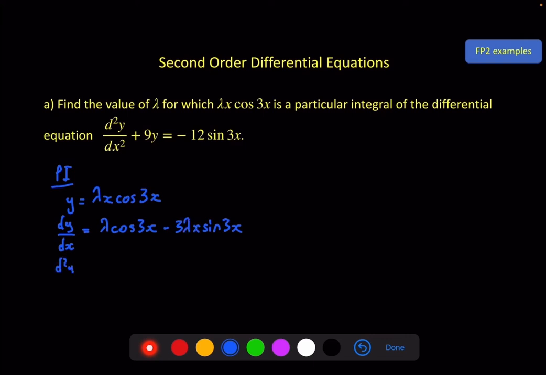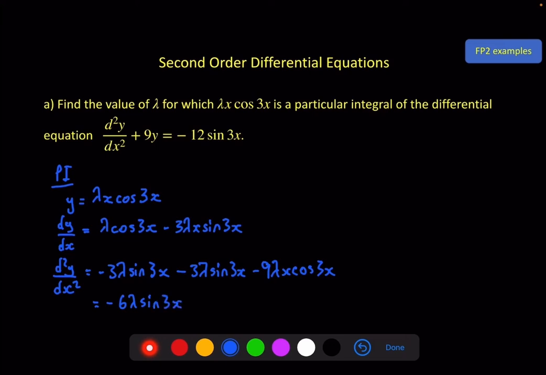The second derivative gives us minus 3 lambda sine 3x, and then again we need to do the product rule on this term. So if we differentiate the x part, we get minus 3 lambda sine 3x, and then if we differentiate the sine part, we get back to cosine, we get minus 9 lambda x cosine 3x. We can simplify that to minus 6 lambda sine 3x minus 9 lambda x cosine 3x.